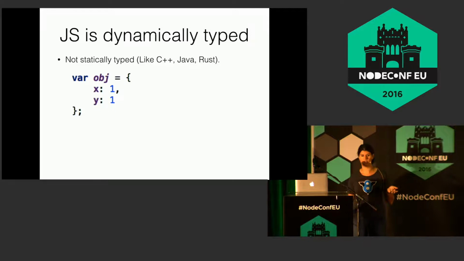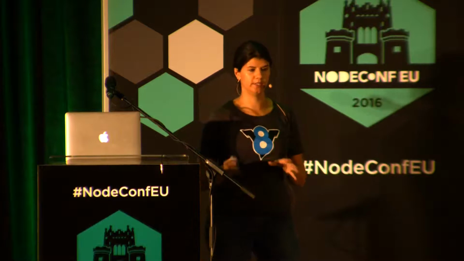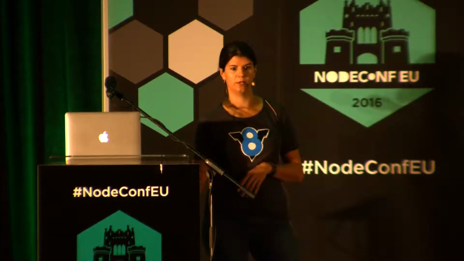So here's a very basic object. What are its properties? Well, there are x and y. Are those the only properties? No, this object also has all the properties of the objects in its prototype chain. So you can do object.toString. toString is a property of the object because it's in the prototype chain. OK, so it's already a little complicated figuring out what the properties are.